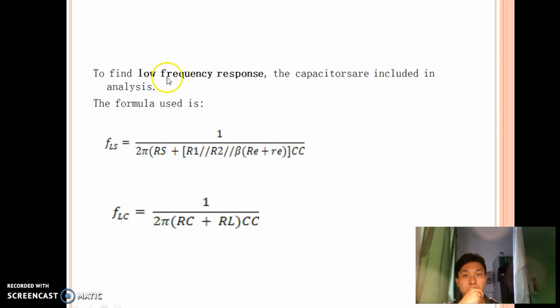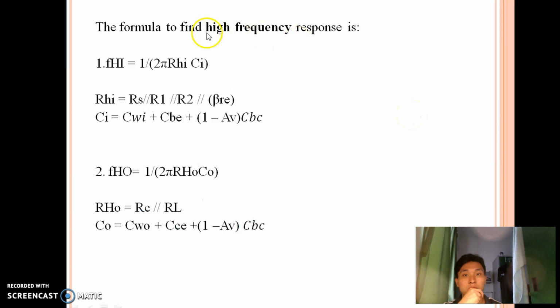So to find the low frequency, we need to find the FLS and the FLC using this formula. And to find the high frequency, we need to find the FHI and the FHO.